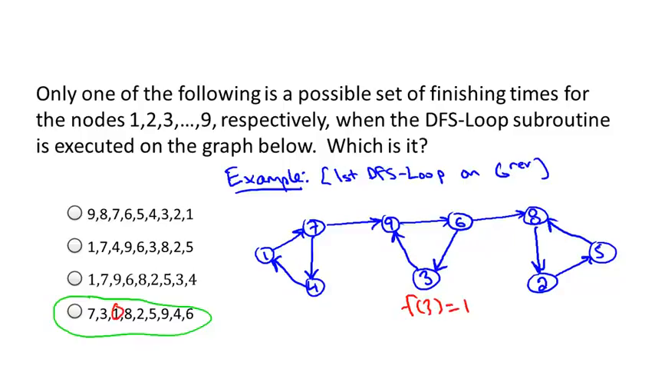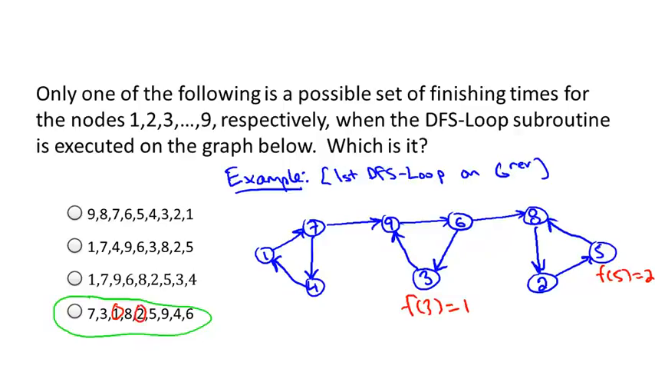So now we backtrack to 6. Now we have another outgoing arc from 6 to explore, so now we go to 8. From 8 we have to go to 2, from 2 we have to go to 5, from 5 we have to go to 8. 8 we've already seen, so then we're going to be done with 5, because that was its only outgoing arc. So then we increment t, now it's 2, and the finishing time of 5 is going to be 2, as promised.